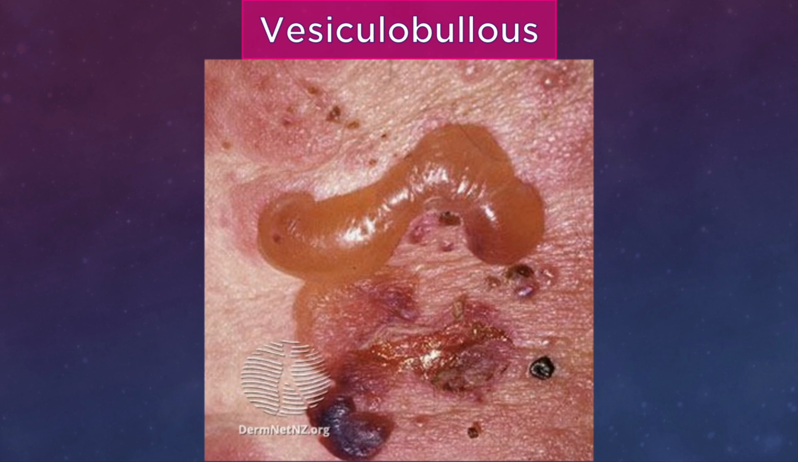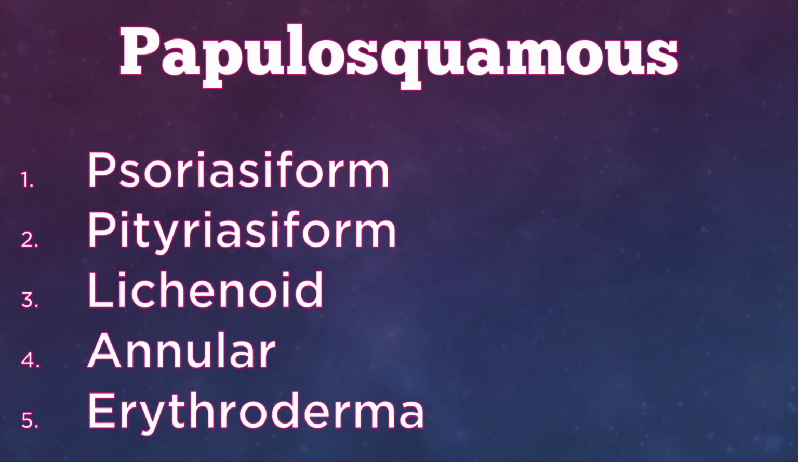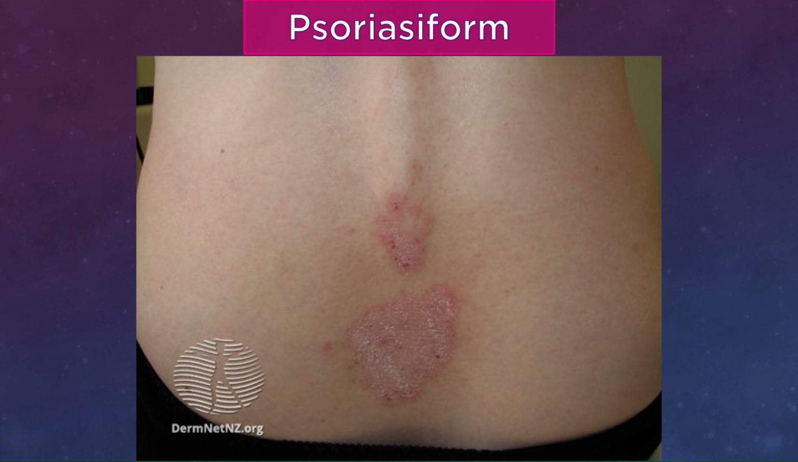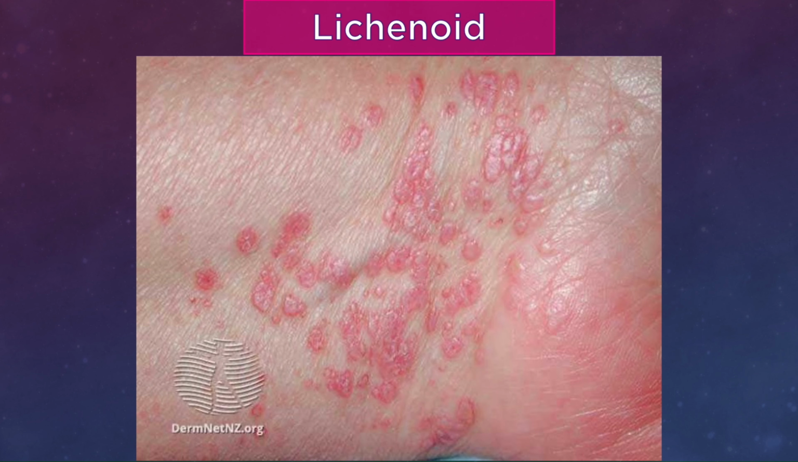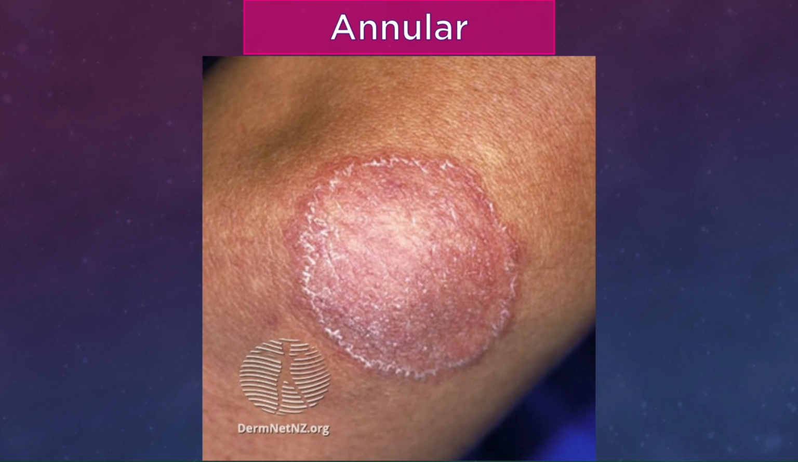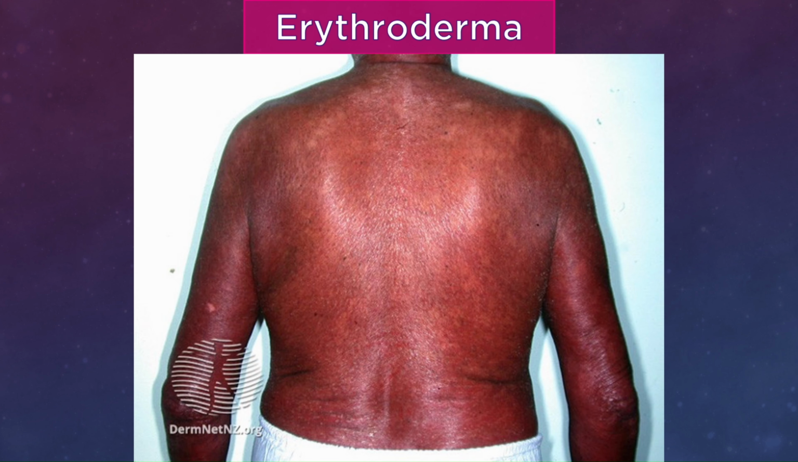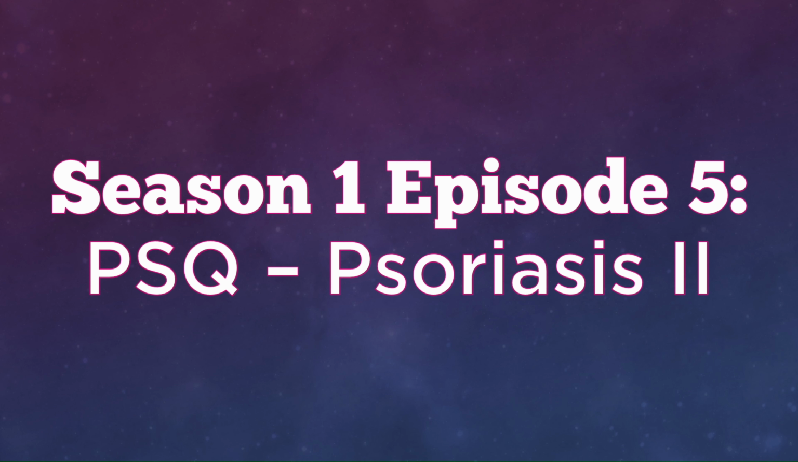Again, the 5 broad categories of our reaction patterns are papulosquamous, eczematous, vascular, dermal, and vesicobullous. We break the first category, papulosquamous disorders, into 5 subcategories, which include 1. Psoriasiform, resembling the prototype psoriasis. 2. Pityriasiform, which resembles Pityriasis rosea. 3. Lichenoid, resembling Lichen planus. 4. Annular, such as Tinea corporis. And 5. Erythroderma.